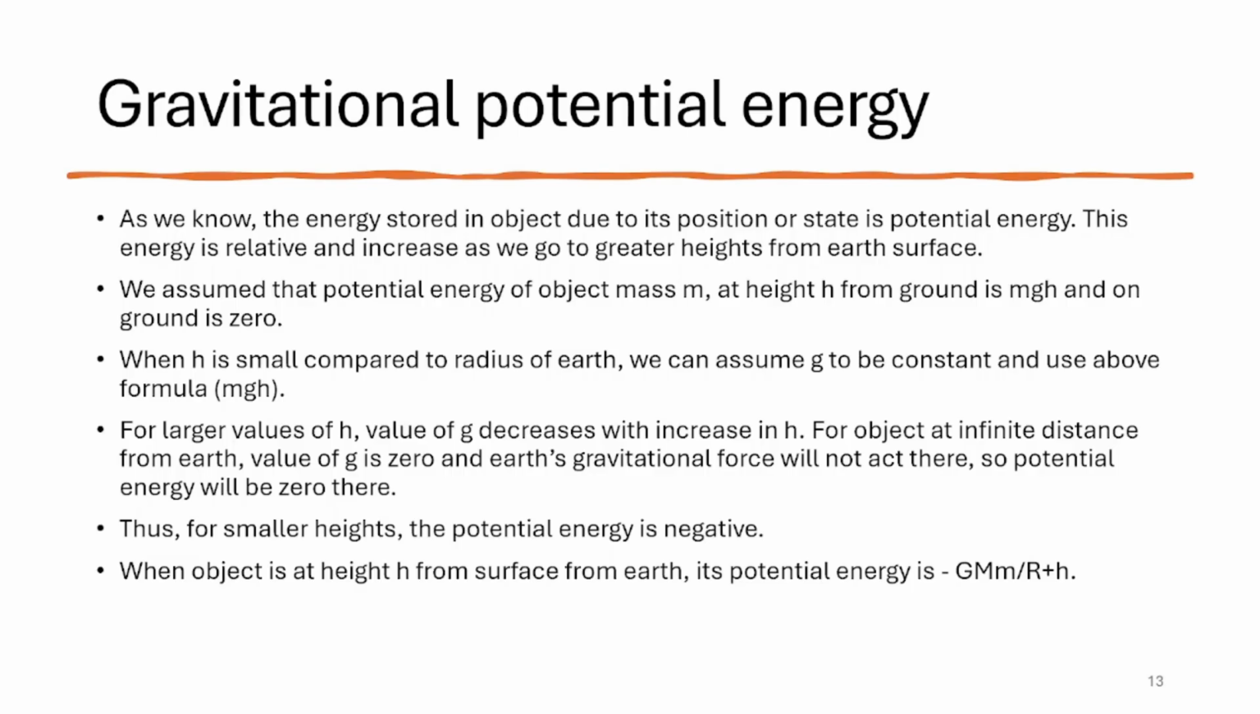Obviously, because the height h factor will be 0, it will be 0. But when h is small compared to the radius of Earth, we can assume g to be constant and use the above formula only. For larger values of h, the value of g will decrease. For an object at infinite distance from Earth, the value of g is 0 and Earth's gravitational force will not act there, so the potential energy will be 0. So for smaller heights, the potential energy is negative. When an object is at height h from the surface, its potential energy is minus GMm upon r plus h.